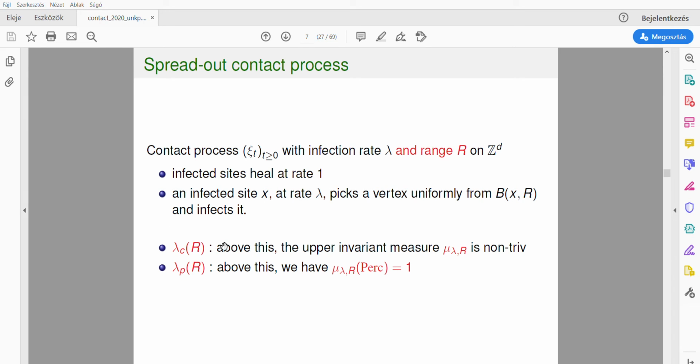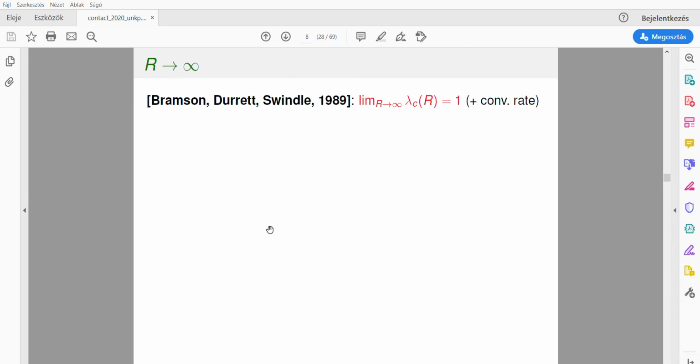So you can define these two thresholds, and our result is going to be about the asymptotic behavior of lambda p when the range R is very big. But before that, I want to talk about the asymptotic behavior of the critical threshold lambda C R when R is very big. This is a known result, proved in 1989 by Bramson, Durrett, and Swindle.